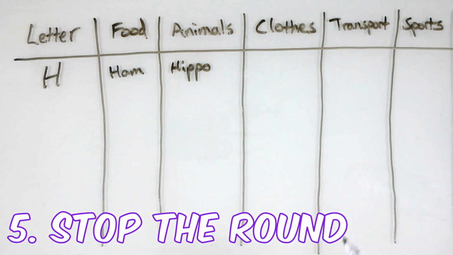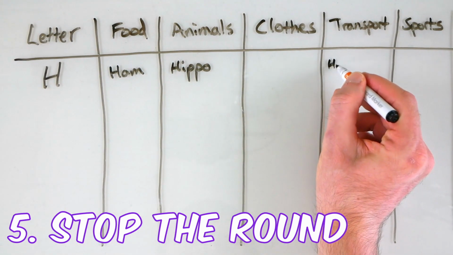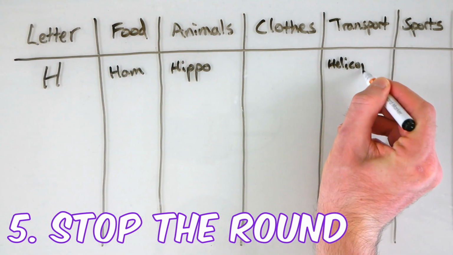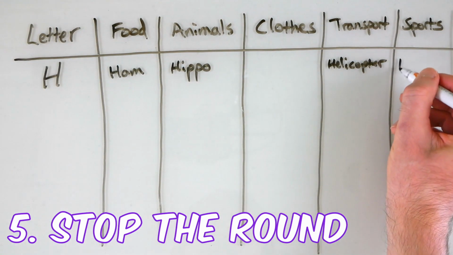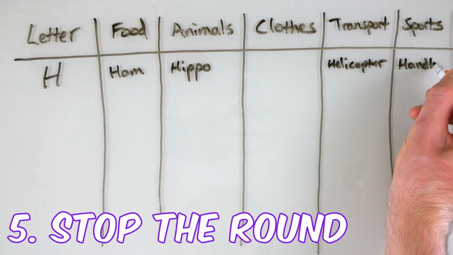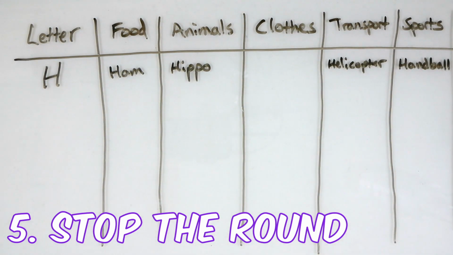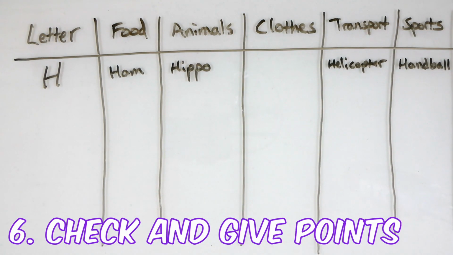Then the round ends when time runs out and you shout stop, or when one student or group fills all the columns and they shout stop instead. If they do, quickly check they've got a correct word in each category. If not, they have to stop, but the others can continue. As soon as anyone shouts stop, everybody stops writing immediately. Then you check the answers.